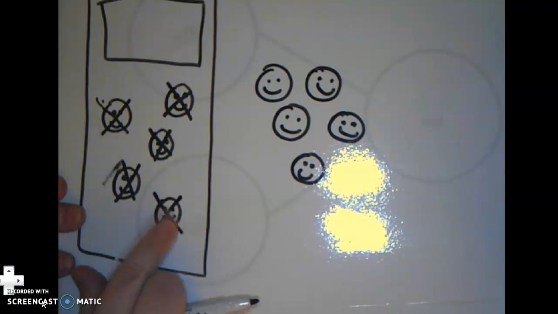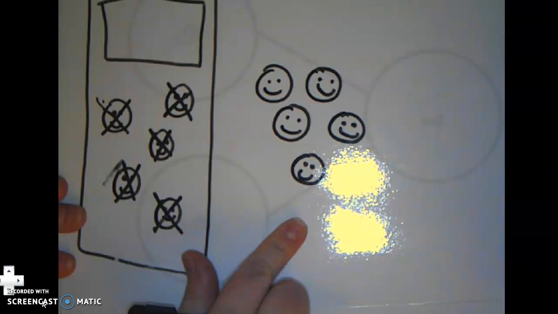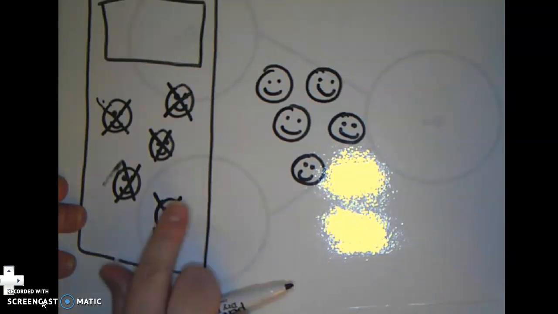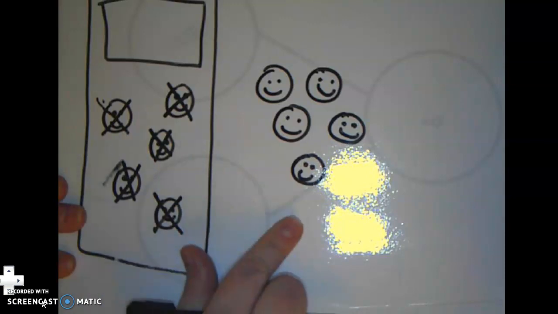Alright, do we have any monkeys in our group that are on the bed? Nope, they're all gone. How many monkeys are on the floor? That's right, there are 5. So we had a group on the bed and a group on the floor. Okay?